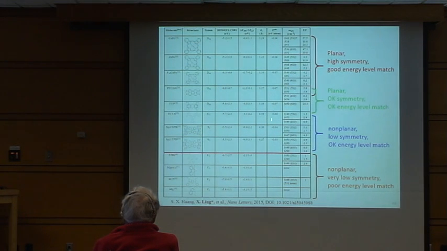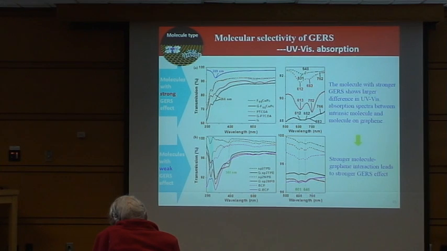If we conclude all of the molecules, we found those molecules which have planar structure and very high symmetry, like CD4H, B4H, B2H, and have very good energy level match with the graphene level, then they will have very strong Raman enhancement. So this was supported by UV visible absorption. UV visible absorption is very powerful.